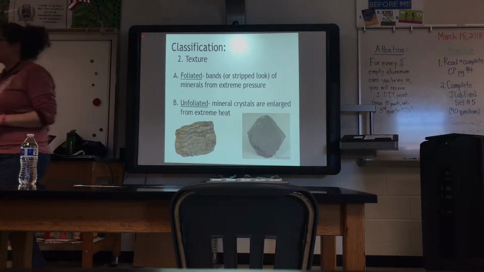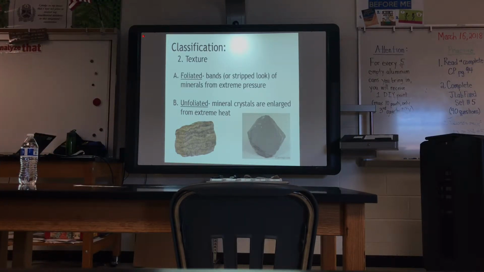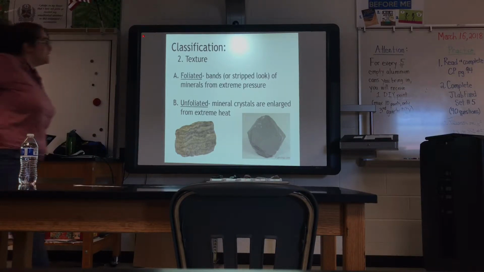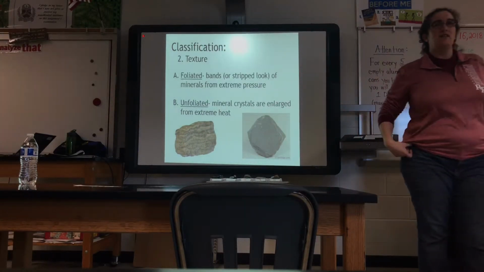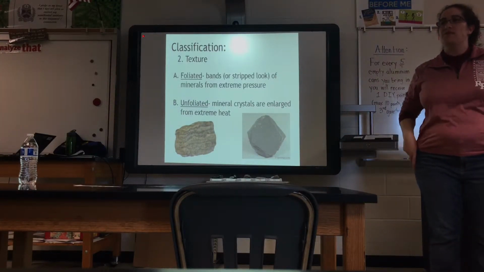A really beautiful tiger's eye, and you can see what I mean by bands. And you can see the rough side and the polished side. So this is a metamorphic rock with bands. Bands or a striped look. What does that sound like? What other thing have we already learned is going to have a striped look?